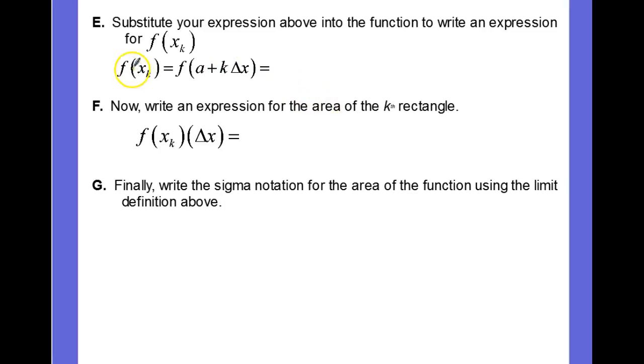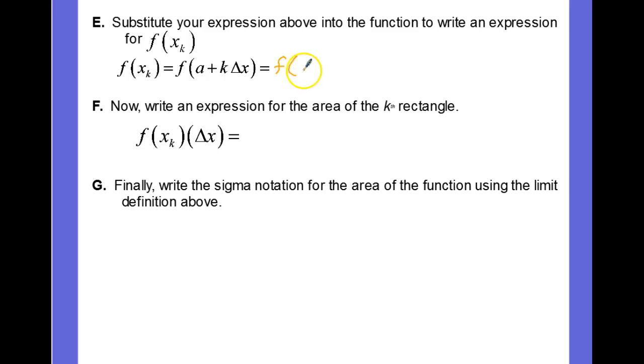All right, in example 1, part E, they tell us to substitute the expression that we got in part D into the function in order to write an expression for f of x sub k. So they tell us f of x sub k is equal to f of what x sub k is, a plus k times delta x.